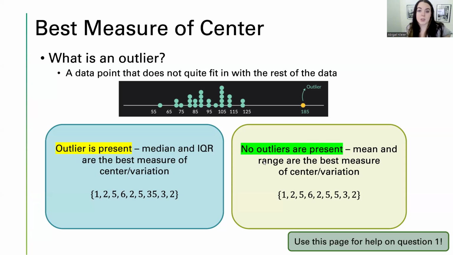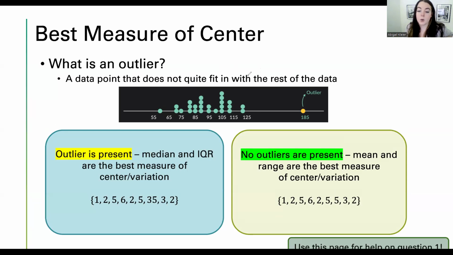The first one is best measure of center. And when we talk about measure of center, we talk about an outlier. That was a new vocab word for us this unit. An outlier is a point that does not quite fit in with the rest of the data. So we have a line plot here. As you can see, the data is clustered right here. And then we have a number that is pretty significantly outside of the cluster of our data. That is an outlier. So again, an outlier is a number that doesn't quite fit in with the rest of the data. It's important to be able to recognize outliers and how they impact our graphs.